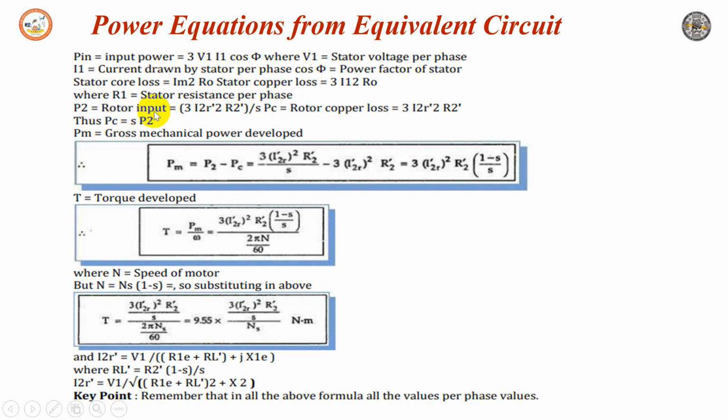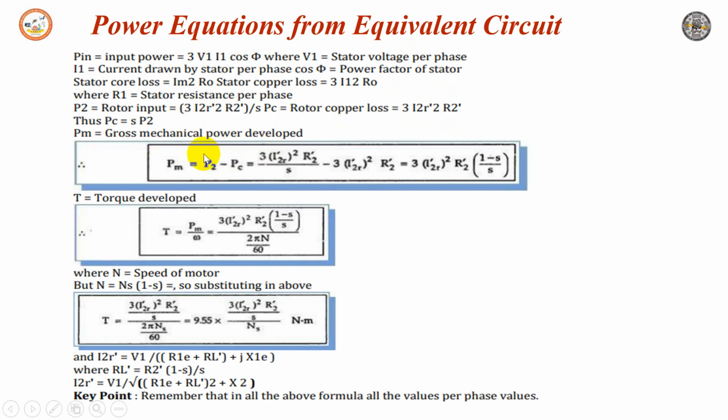If P2 is the rotor input, we have seen the power flow diagram, which has already been discussed in the previous video. The rotor input P2 is equal to 3 times I2R dash square into R2 dash divided by S, where PC is the rotor copper loss, that is 3 into I2R dash square into R2 dash. Thus PC is equal to S into P2. PM is the gross mechanical power developed, that is P2 minus PC.